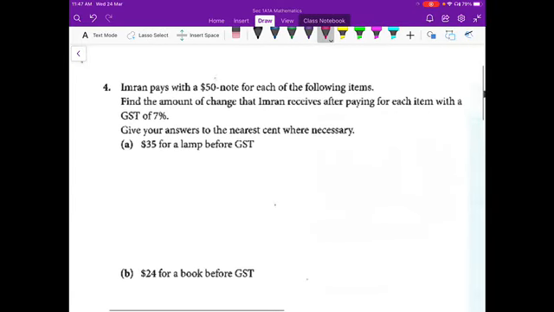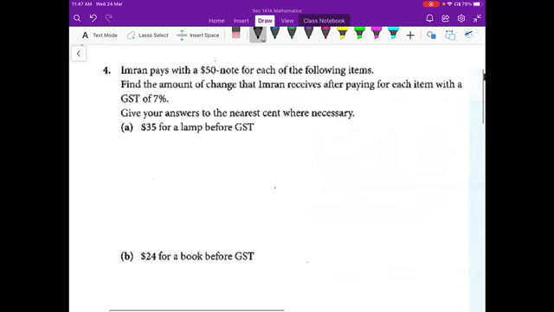Now, we look at question 4. Question 4 now. Okay, so let's understand it together now. Imran pays with a $50 note. He pays with a $50 note for the following items. Find the amount of change that he receives after paying for each item with a GST of 7%. Give an answer to the nearest cent when necessary.